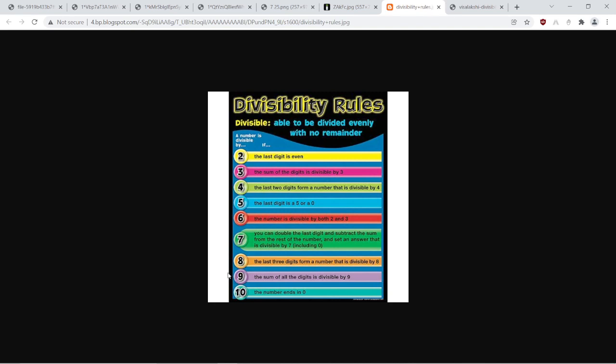Alright, 9 goes back to being a pretty easy trick. You just have to add up all the digits and see if it's divisible by 9. So for example, is 72 divisible by 9? Well, we'll just add it up. 7 plus 2 is 9. And 9 is divisible by 9.